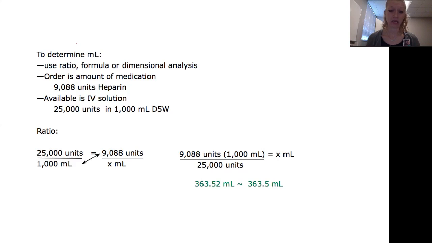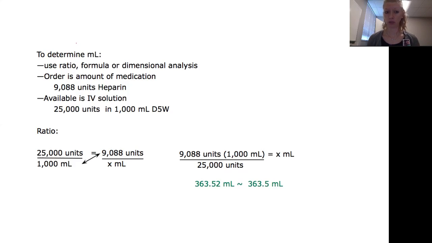I need 9,088 units, and so I'm solving for how many milliliters that is equal to. I'm going to cross multiply and divide like normal. So I always multiply the two numbers that are filled in that are across from each other. In this case, it's 9,088 units times 1,000 milliliters. And then I always divide by the number that's across from my x, in this case 25,000 units. When I do that, it comes out to 363.5 milliliters.